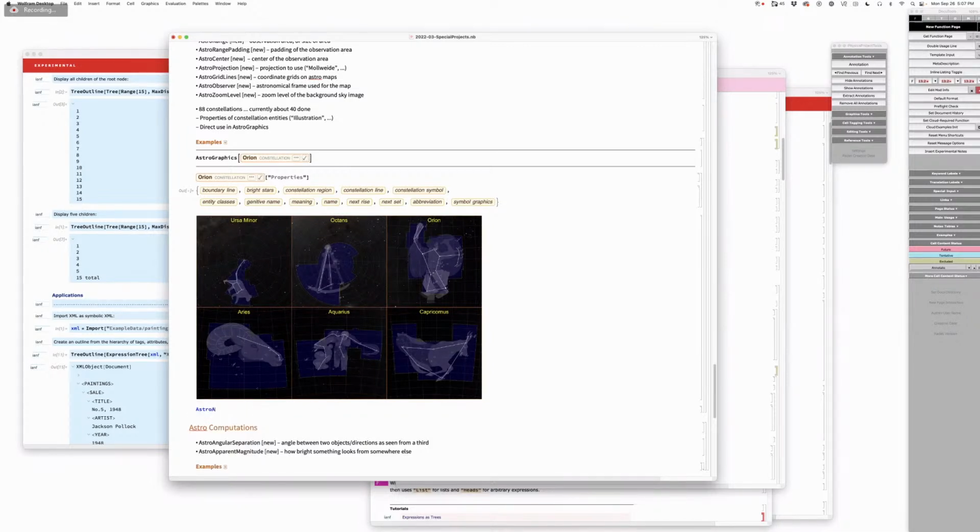So if I say AstroAngularSeparation, I think it's still called AngularSeparation in the kernel. I have to rename it. Angular separation. Okay. Yes, and now do two bodies, Sun and the Moon or whatever. Mars and Jupiter.